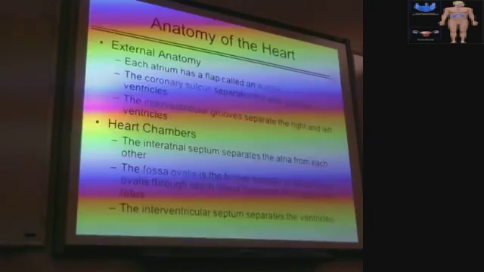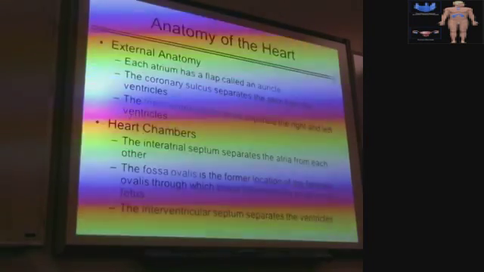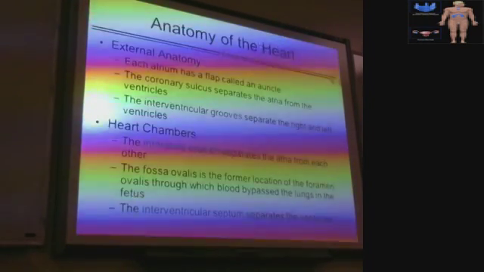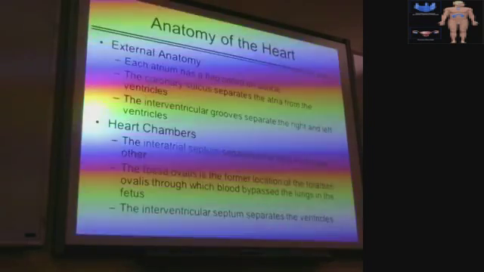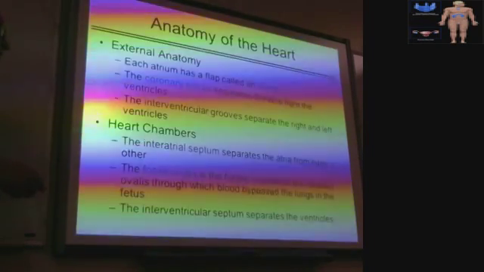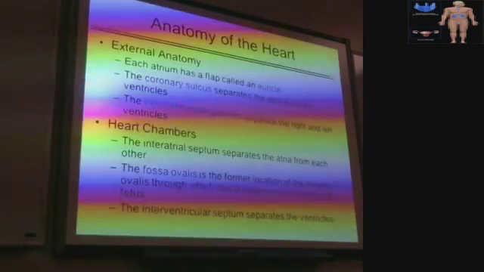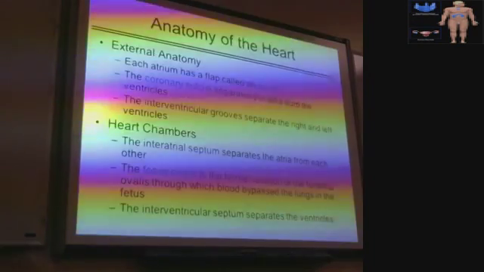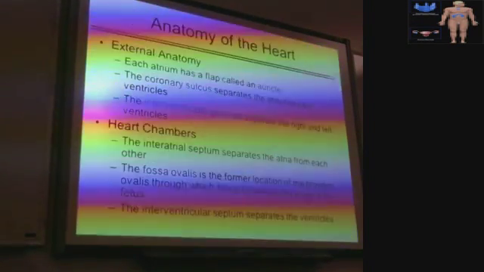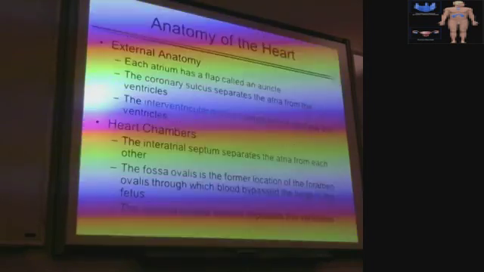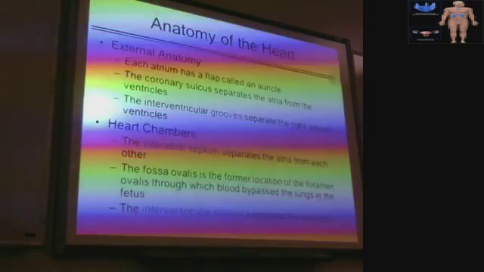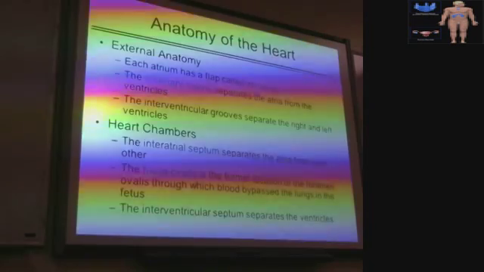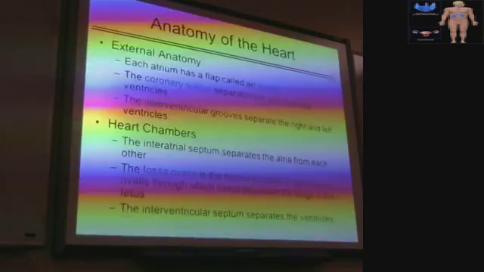This fossa ovalis is the former location of the foramen ovale through which blood bypasses the lungs in the fetus. We won't spend a whole lot of time talking about fetal blood circulation or fetuses in general, but I thought that would be good for you to see there. And the interventricular septum helps to separate the ventricles, as mentioned above. Interventricular grooves and the interventricular septum.